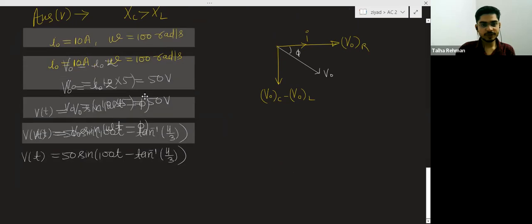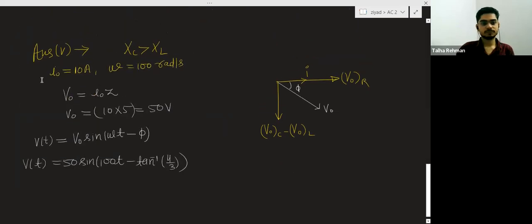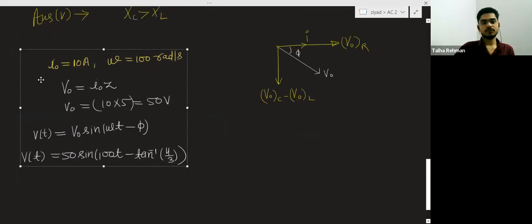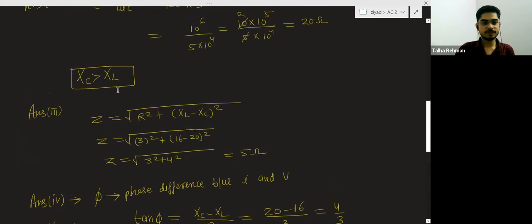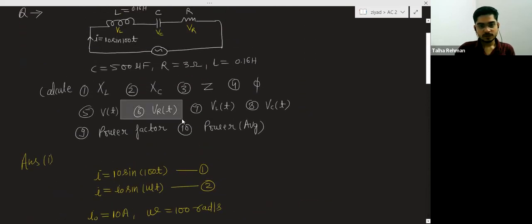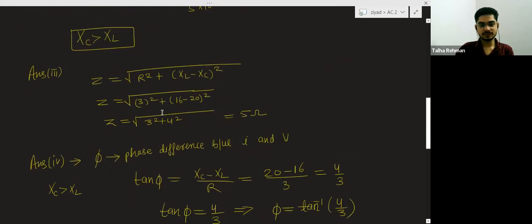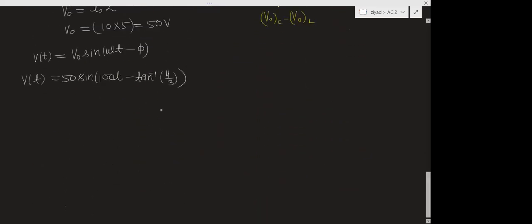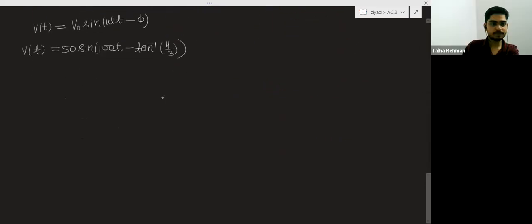So this is the voltage equation now. Next part. Sixth part. V R t means voltage across the resistance. Voltage across the resistance. This is the fifth part. Now we will solve sixth part.